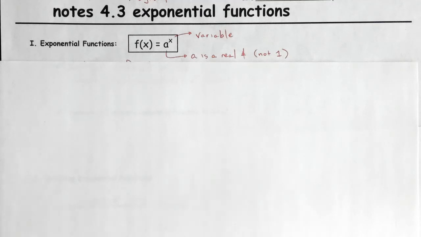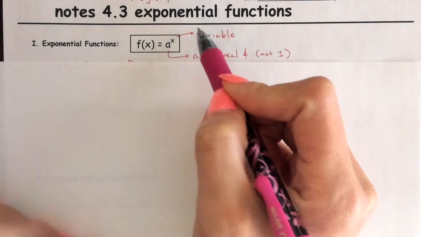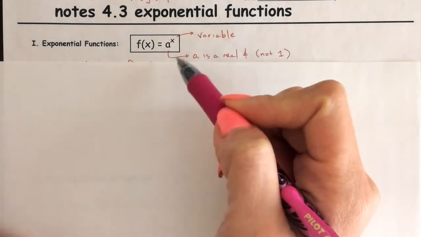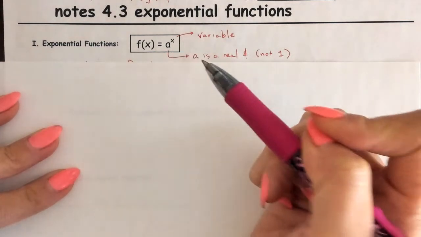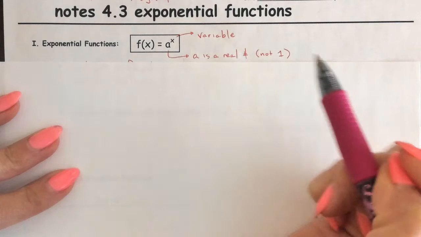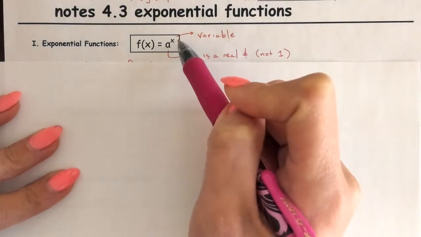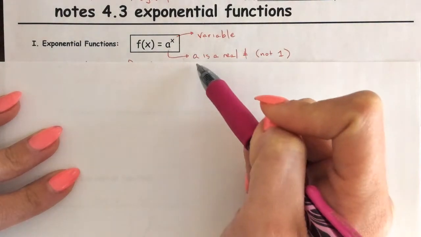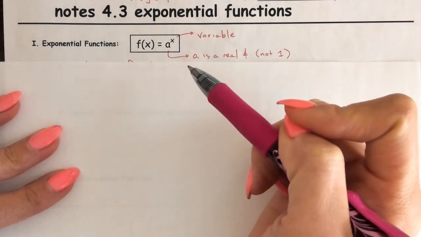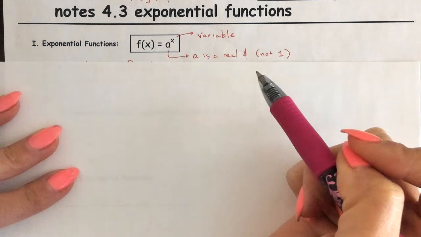Okay, so 4.3 exponential functions. Exponential functions is something like 2 to the x power, 5 to the x power, 7 to the 2x power, something like that, okay? Where the variable is the power and a is a real number, not 1. Because if this is 1, 1 to the anything power is just 1, so that's not exponential anymore.